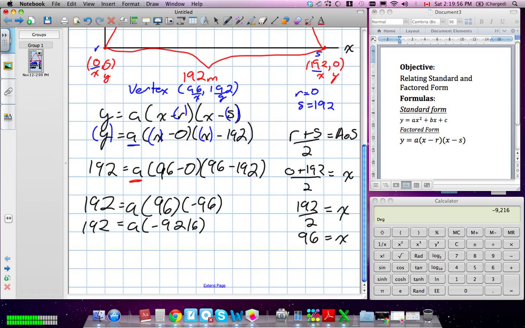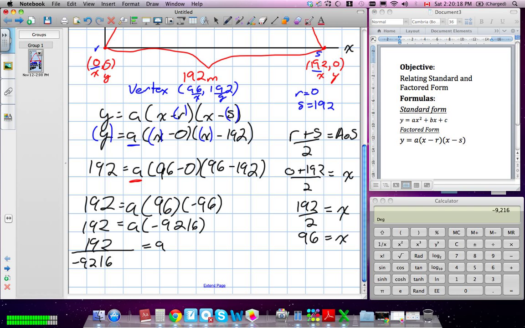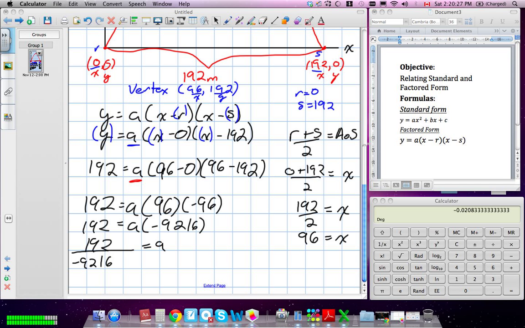I want you to notice something. This says a times that. That's right. We're going to need to divide this. So it becomes 192 divided by negative 9,216 is equal to a. So 192 divided by 9,216. We're going to round our a value, okay? Negative 0.02. We're just going to say negative 0.02 as our a value.